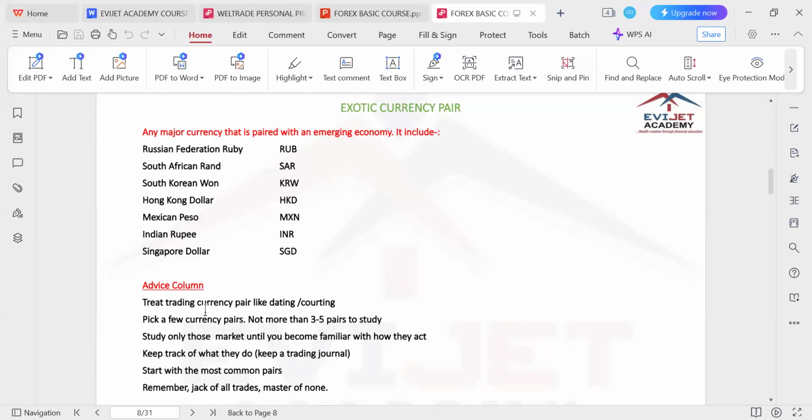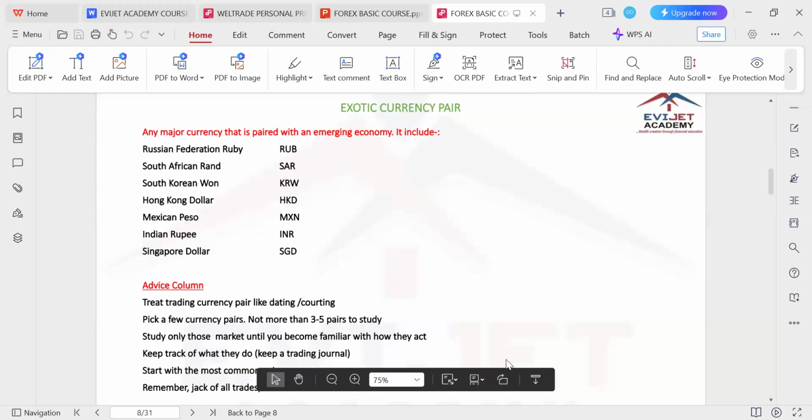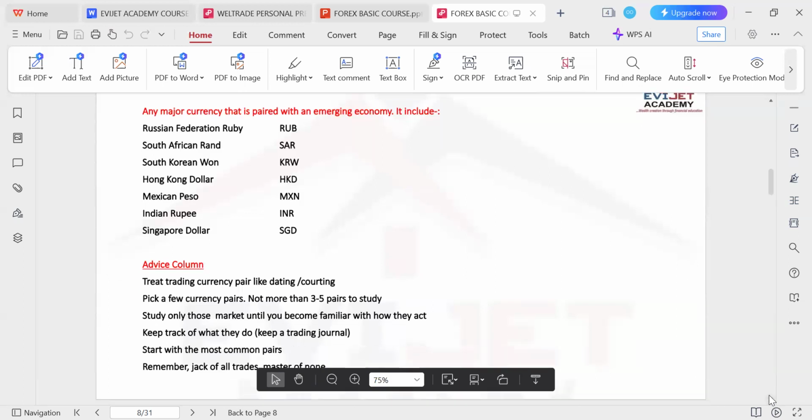It says treat trading currency pairs like dating. When you are dating a woman or a man, you want to stick to that person so that you understand them very well. That is what this is trying to reference. It says pick a few currencies, not more than 3 to 5 pairs. Study only those markets until you become familiar with how they act. Keep track of what they do. Keep a trading journal, all right? These are ways for you to master and maintain a particular area.